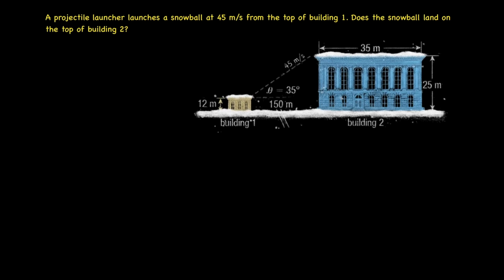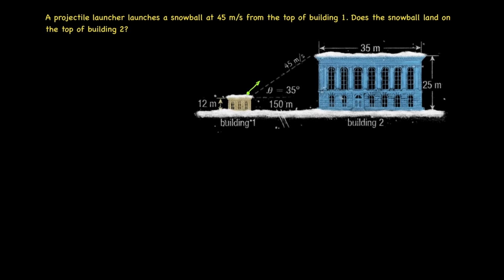Once we can visualize what is happening and set a clear goal for what we need to find, the actual physics starts to fall into pieces. So let's walk through how to frame this problem and build a strategy to solve it. We have a setup where a snowball is being launched from the top of one building, and we want to know, is it going to land on the top of the second building?